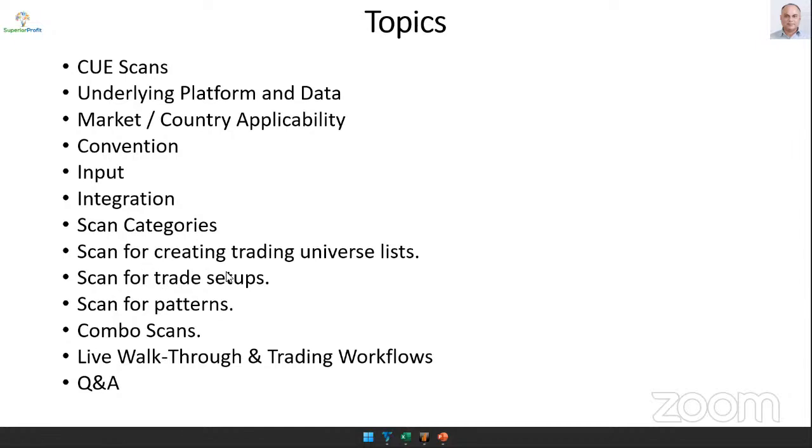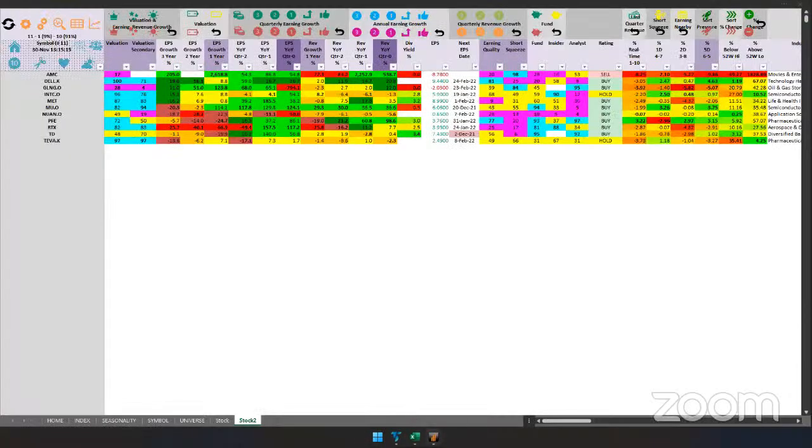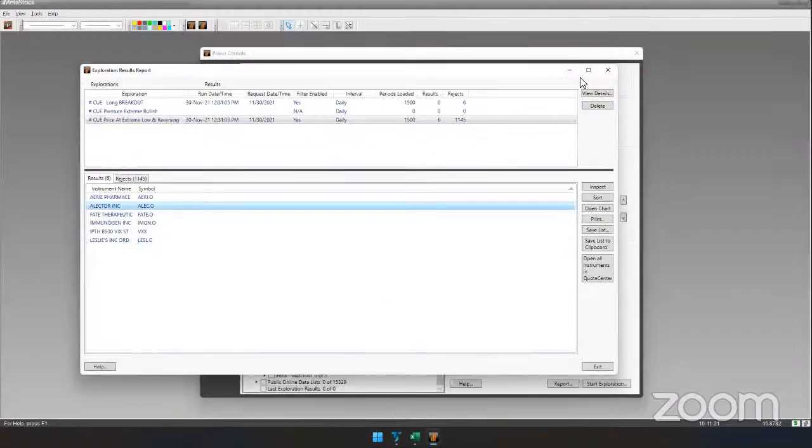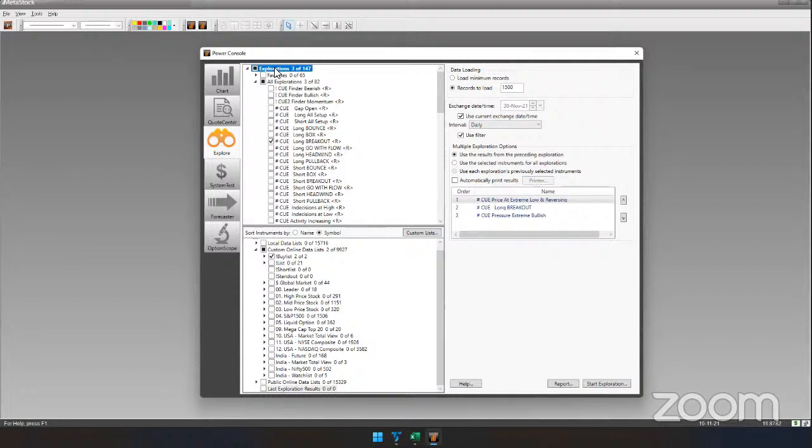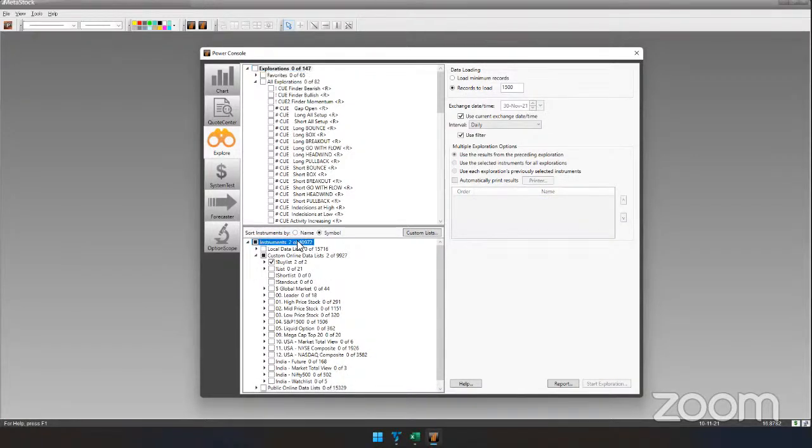And I'll come back to the topic slide later. Let's go back to Q Global scans. Again, remember, I want to reset everything. Go to the topmost level, press spacebar. For symbols, go to the topmost levels, press spacebar.